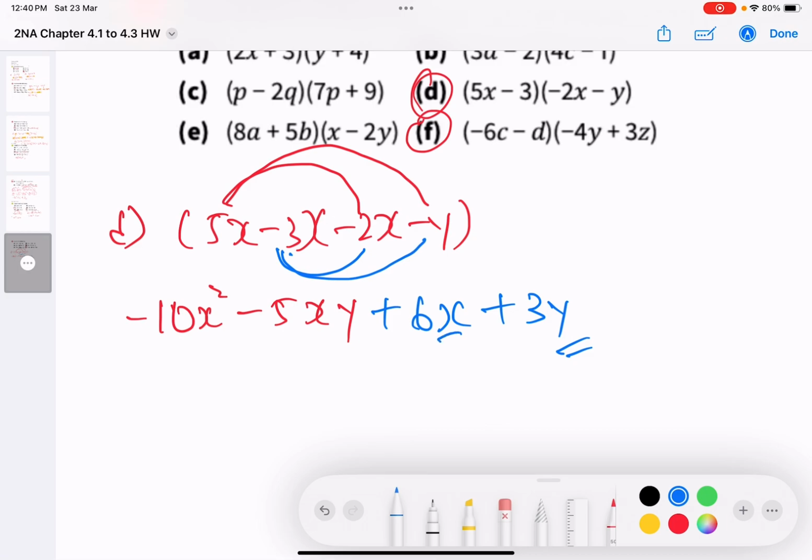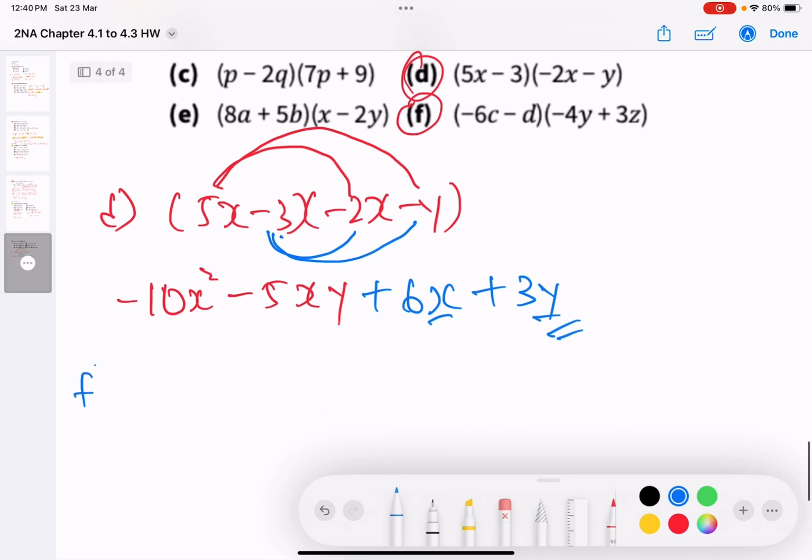Like terms means the alphabets have to be exactly the same, exactly, okay? Just because there's an x, you cannot combine them. It must be exactly just x. x and xy are not like terms. Okay, x and x² are also not like terms, so you cannot combine them.